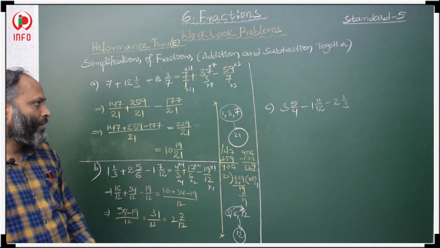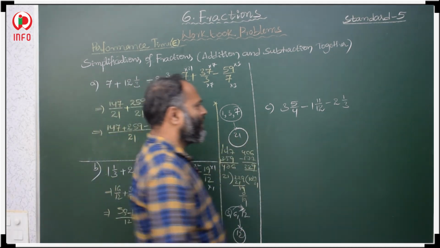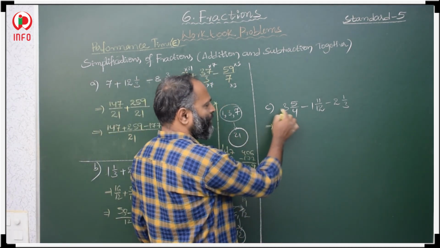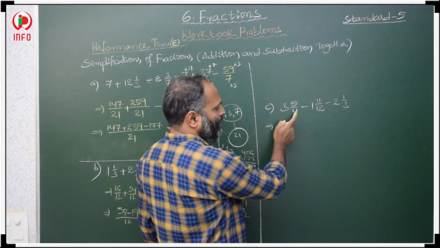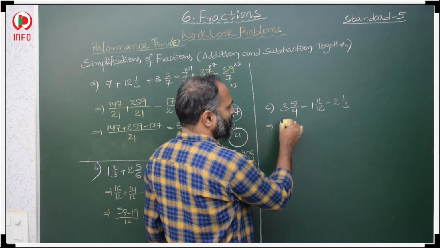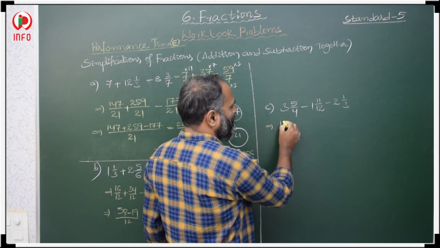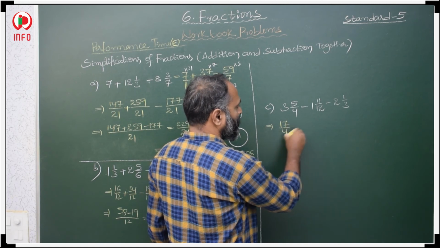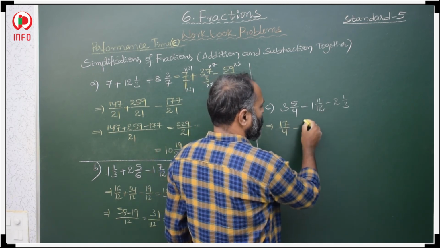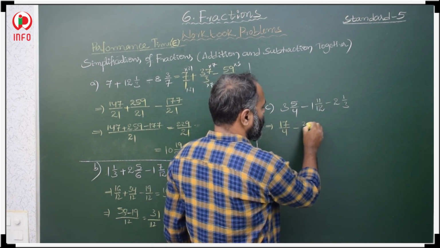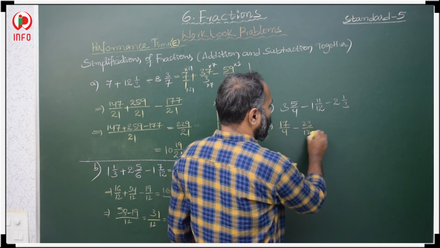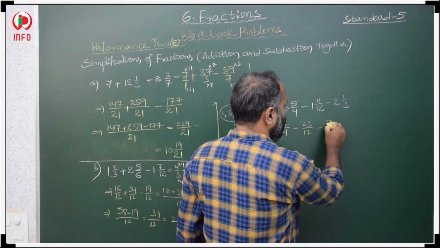Okay. Now after that, this one: first we have to convert it into improper. 3 4s are 12, 12 plus 5, 17 by 4. Then 12 plus 11, 23 by 12. And 6 plus 1, 7 by 3.